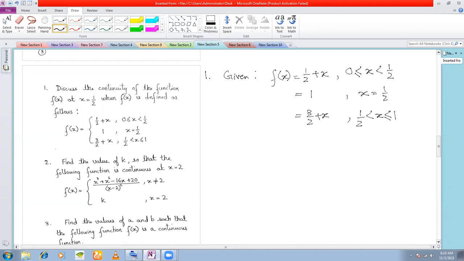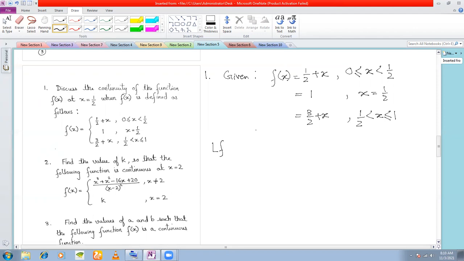Inclusive of 1. So this is the definition of the function. You need to discuss the continuity of f(x) at x equal to half. So the given point is x equal to half. Let us first find out the left hand limit at half.